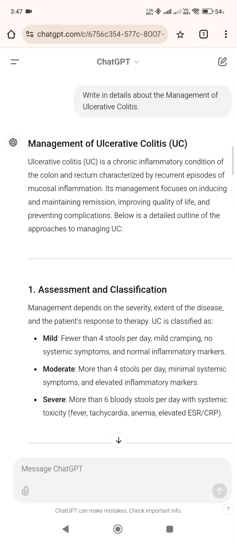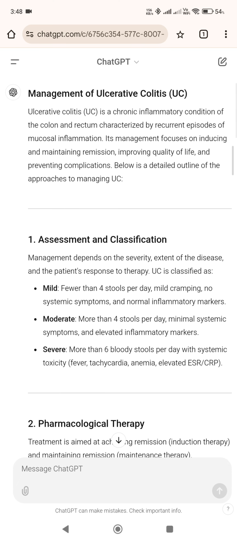Management of ulcerative colitis, UC. Ulcerative colitis, UC, is a chronic inflammatory condition of the colon and rectum characterized by recurrent episodes of mucosal inflammation. Its management focuses on inducing and maintaining remission, improving quality of life, and preventing complications. Below is a detailed outline of the approaches to managing UC.